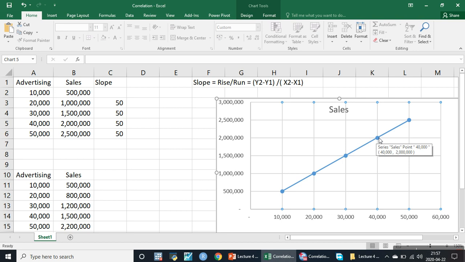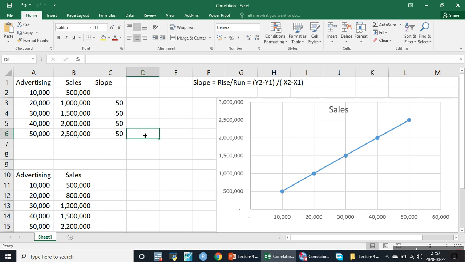Similarly, how will we calculate the slope here? We calculate 25,000 minus 20,000, because the value on the y-axis at this point is 25,000, minus 20,000. And here it is 50, divided by 50,000 minus 40,000. The slope is 50.